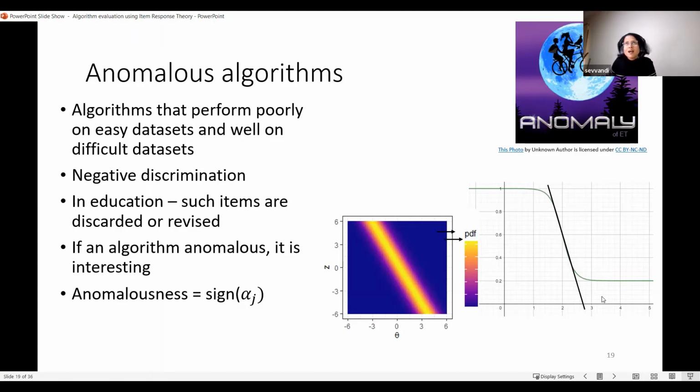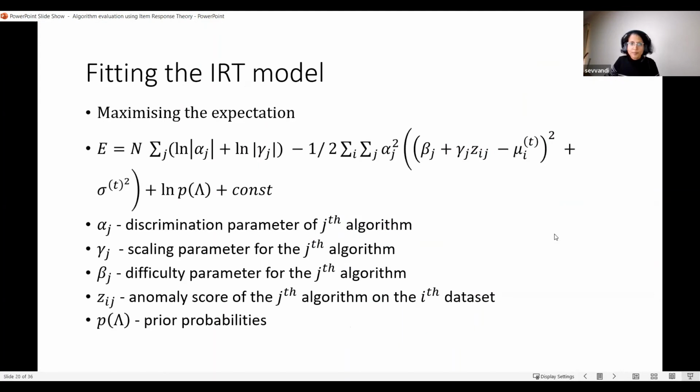algorithms, because we want to know what's with these algorithms. They're interesting. They're doing things in an anomalous way. We want to know them. So anomalousness is the sign of this discrimination parameter, which gives the slope.